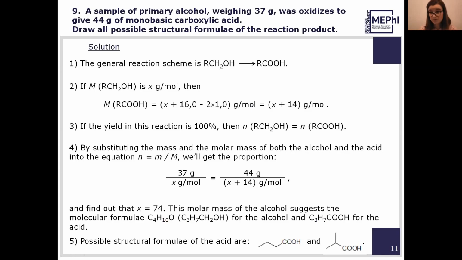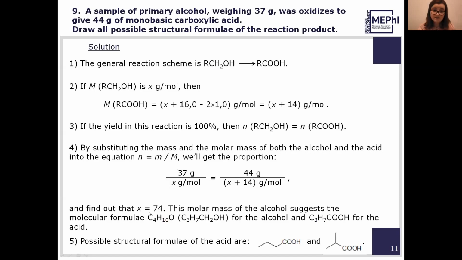And if the yield in this reaction is 100%, which we have to accept, because otherwise we cannot solve this problem, the number of moles of the alcohol and the acid will be the same. So 1 mole of alcohol is oxidized to 1 mole of acid. As we know, we find the number of moles by dividing the mass of the substance by its molar mass. And we have both masses of the alcohol and the carboxylic acid, and we also have defined the molar masses of the alcohol and the carboxylic acid. It's X in case of the alcohol and X plus 14 in case of the acid. And as their number of moles are the same, we can have this proportion.